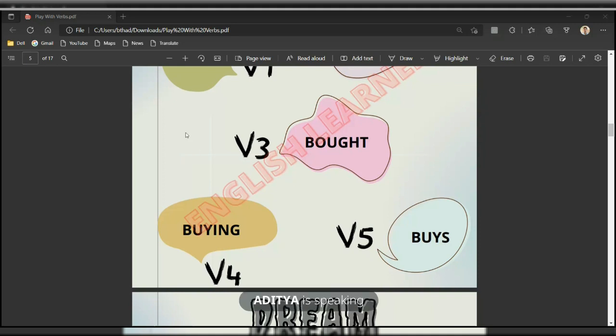Anyone want to make an example? Your example should be perfect. You have to notice that: she always buys a black pen, not buying. She always buys Parle-G biscuits. He always buys some chocolates when he goes to meet his daughter. Yeah, that's a good example.